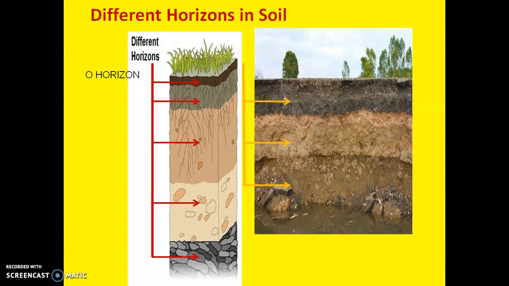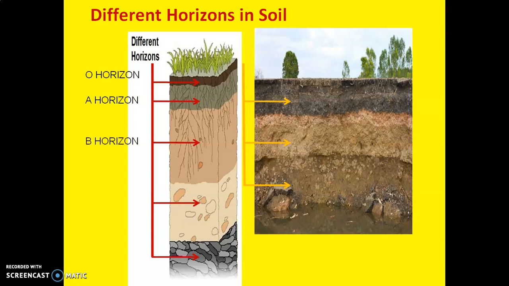O-horizon are the layers that lie on the top of the decomposed organic matter and weathered rock. The topmost horizon contains humus, decomposed organic matter that retains moisture, hence considered as the best layer for the growth and the survival of the plant. These are called topsoil or surface soil, also being referred to as A horizon.